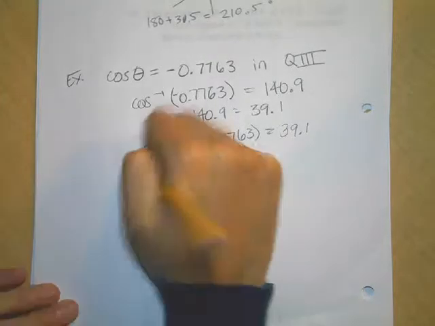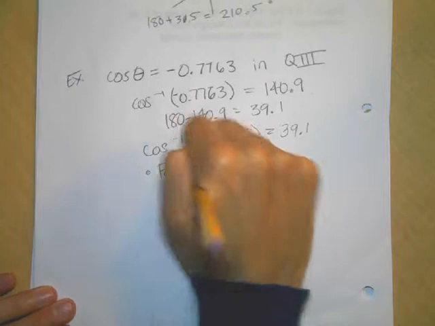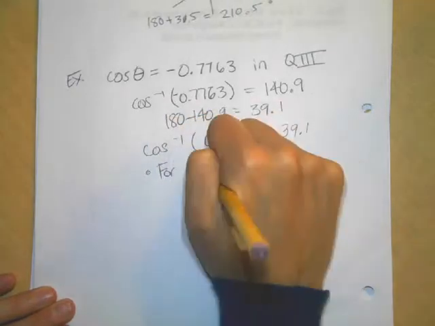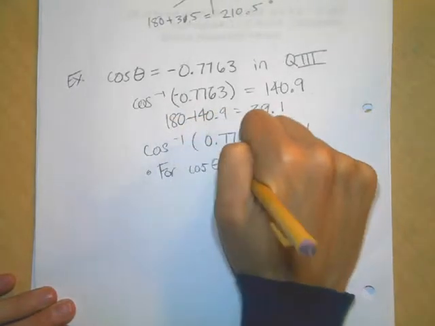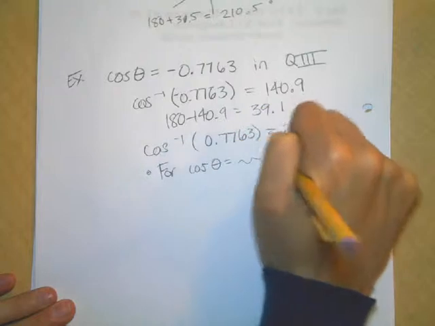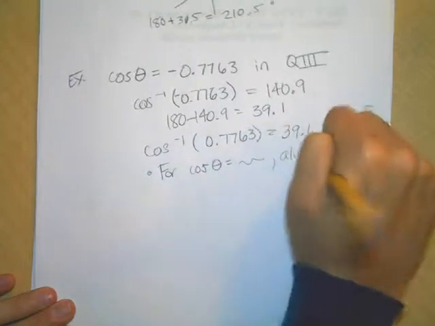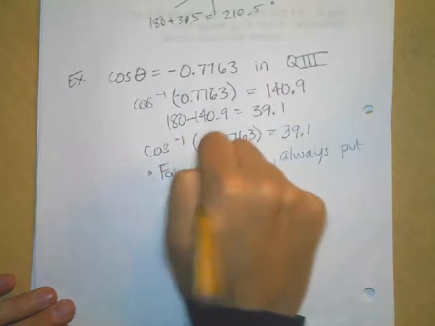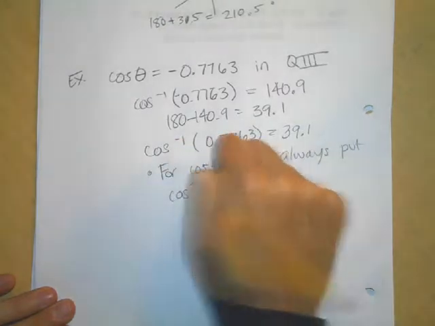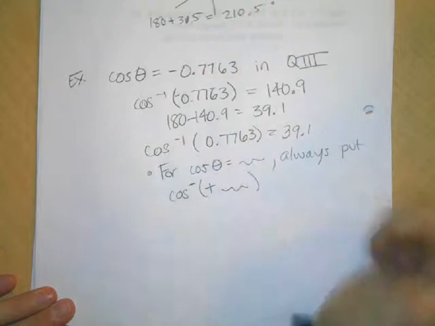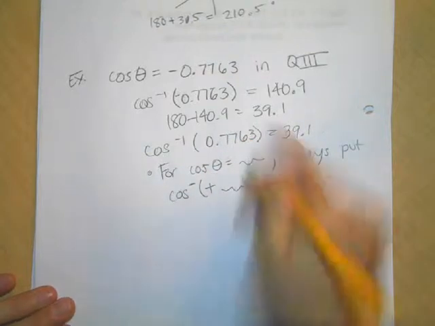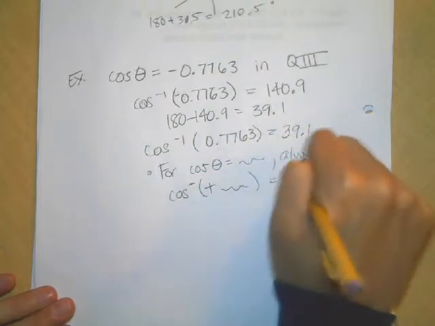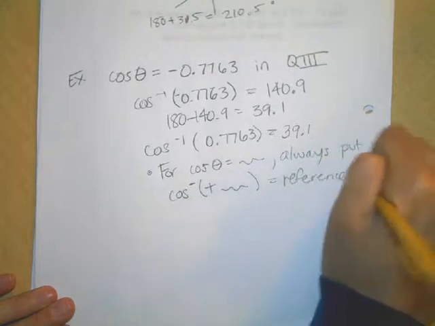So what you want to do for cosine theta equals something, always put inverse cosine of the positive, whatever that is. So always make it positive, and then it will give you your reference angle. And then you can go from there. It makes it a lot easier.